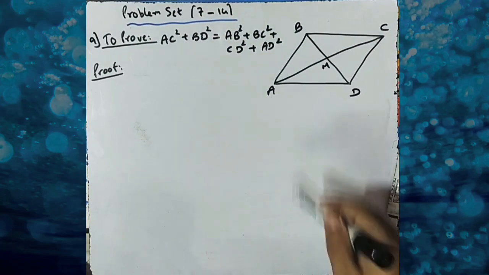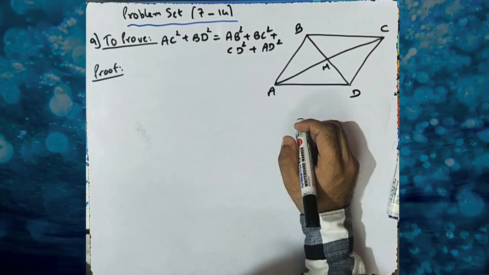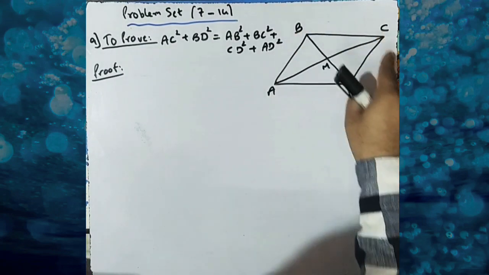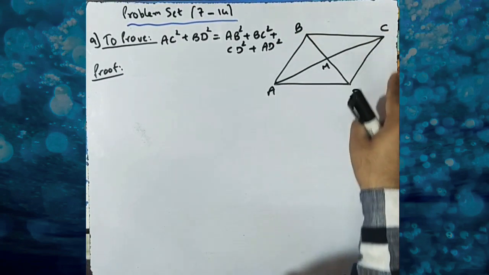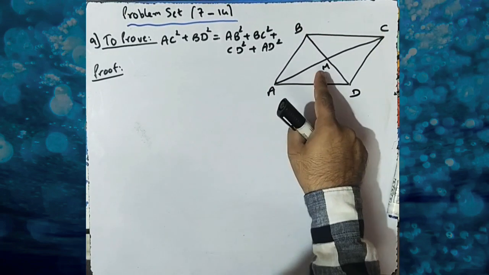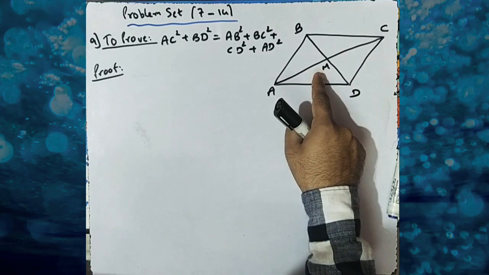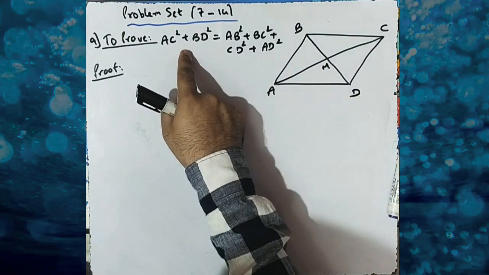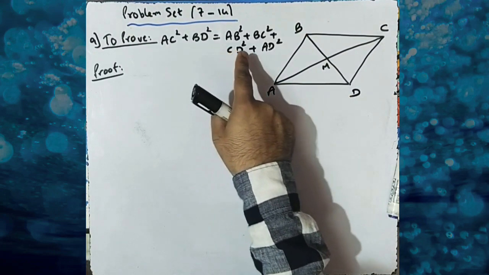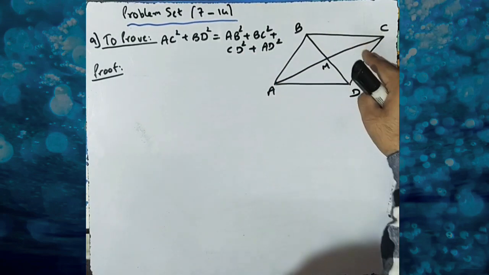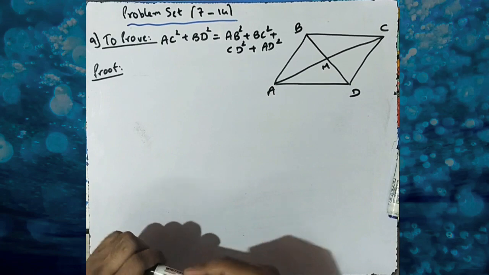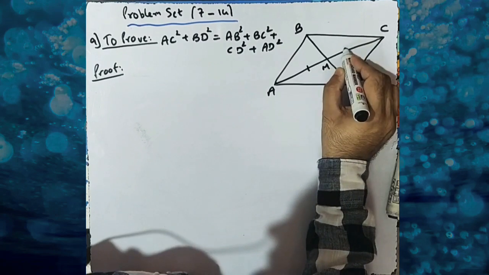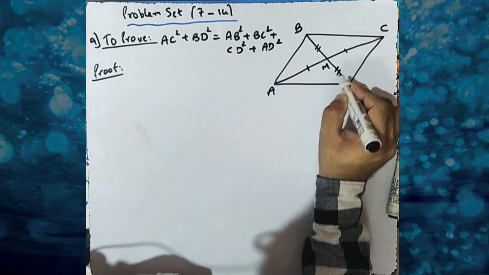In the ninth sum, we have to prove that the sum of the square of the diagonals of a parallelogram is equal to the sum of the square of the sides. Here I have drawn one parallelogram ABCD in which the diagonals are intersecting each other at point M, and we have to prove AC square plus BD square is equal to AB square plus BC square plus CD square plus AD square. In a parallelogram, diagonals bisect each other. Therefore, M is the midpoint of AC, M is the midpoint of BD.